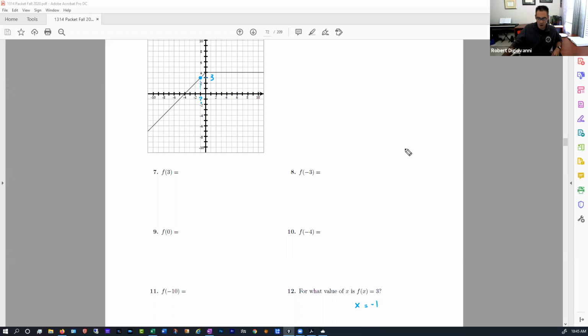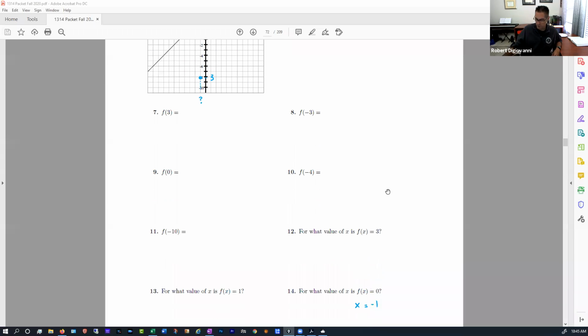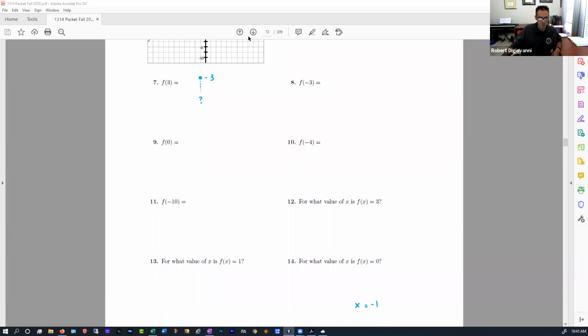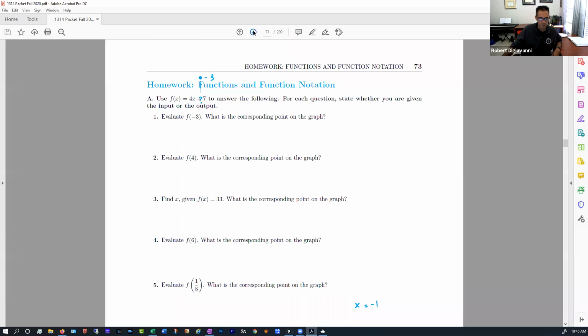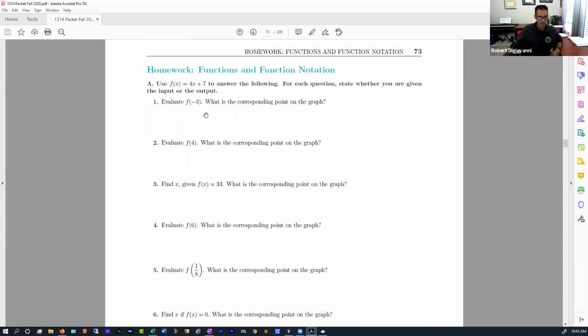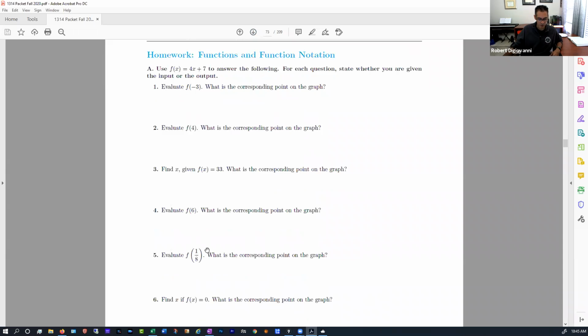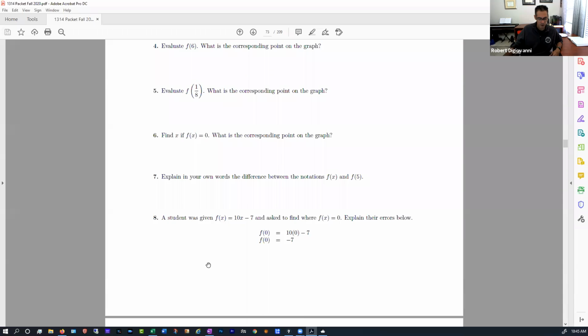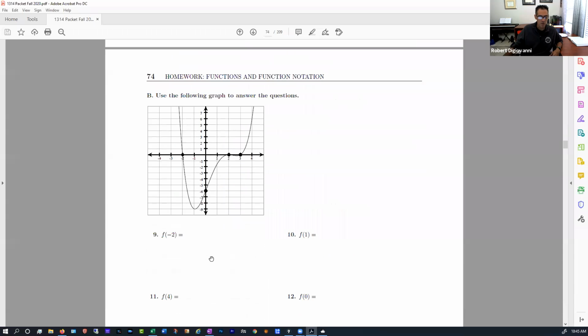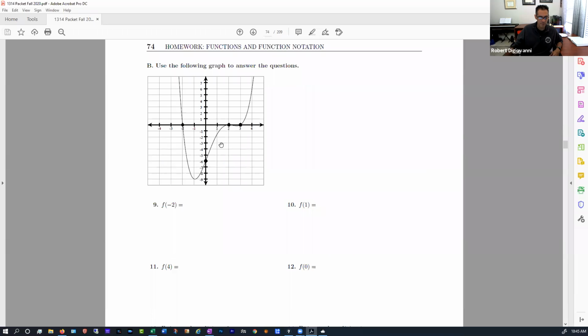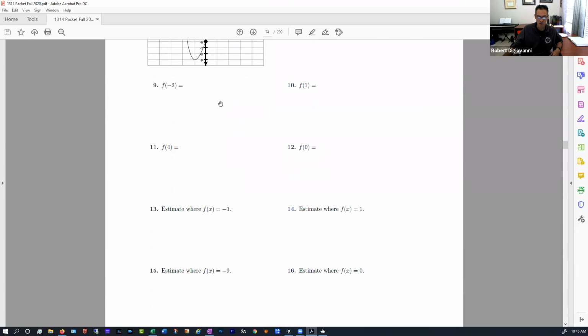So there's a few more here that I didn't do, but we're out of time. So in terms of your homework, here's where the homework starts. You should be able to do this. They give you a function, they ask you a bunch of questions. And then they give you a graph. See this graph? And ask you some questions about that graph.